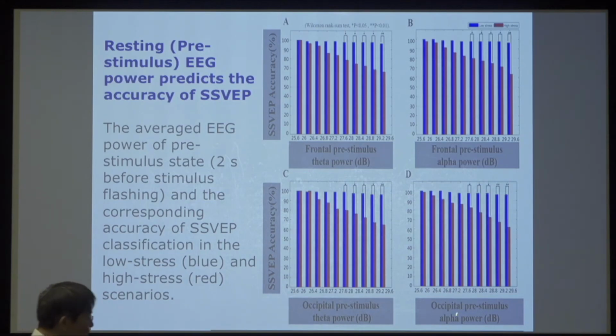So for each single trial, you can look at their resting EEG or their pre-stimulus EEG. It can predict the signal-to-noise ratios you're going to get from the subject's EEG activities in response to the flashing stimuli. Okay, so this is to sum up.